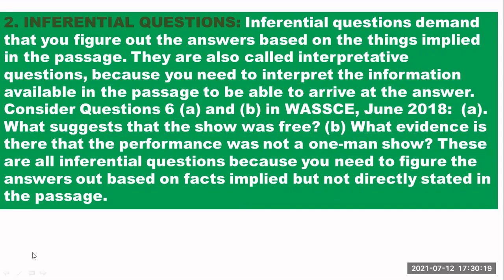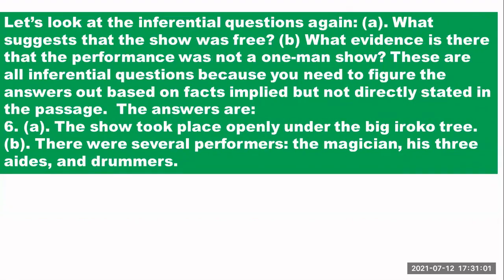Now let's consider questions 6A and B in the West African Senior School Certificate Examination of June 2018. Question A is, what suggests that the show was free? Question B, what evidence is there that the performance was not a one-man show? These are all inferential questions because you need to figure out the answers based on facts implied but not directly stated in the passage. Let's look at these inferential questions again.